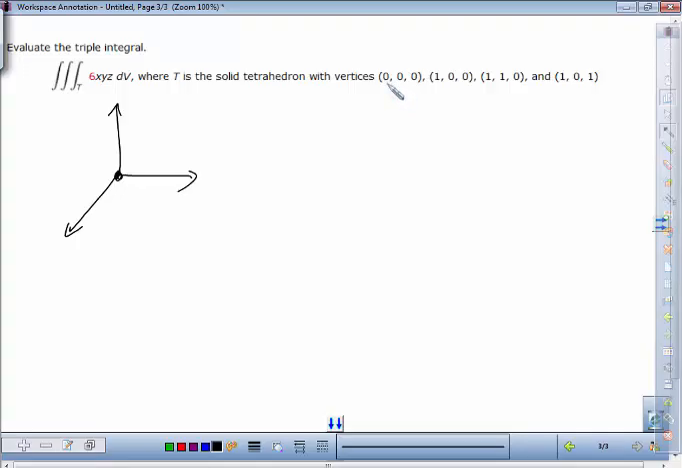So we got (0, 0, 0), (1, 0, 0). That's 1 in the x-axis. (1, 1, 0). That's 1 in the x and 1 in the y. And (1, 0, 1). So I think that goes up here. So if you just connect these dots, if you drew this correctly, we can see that region that we're looking at.